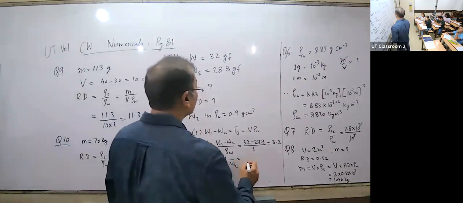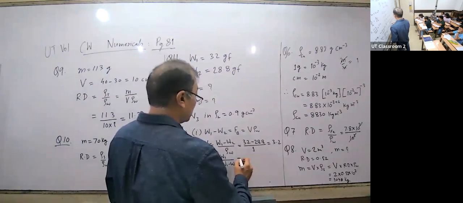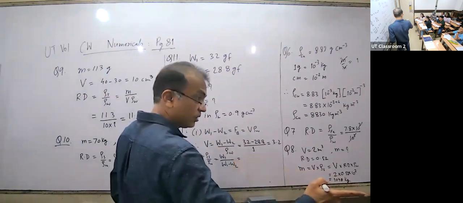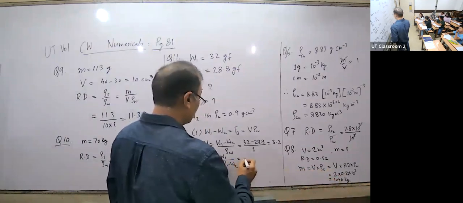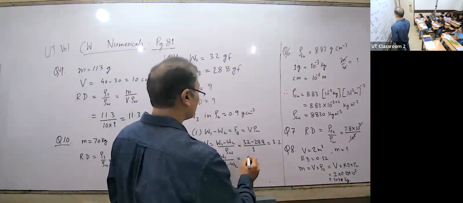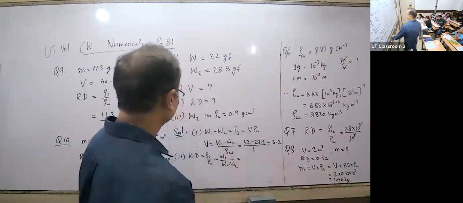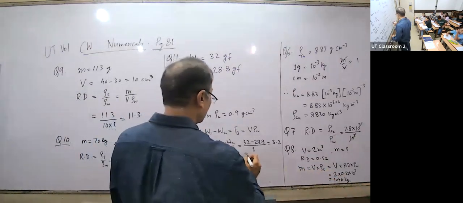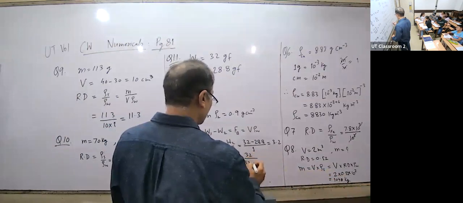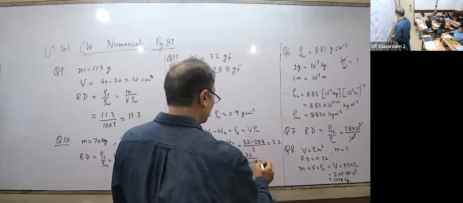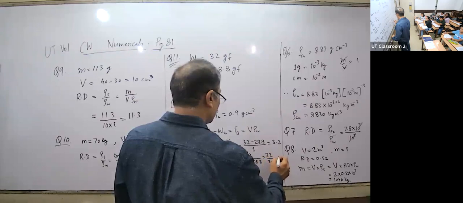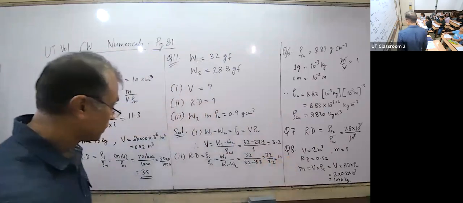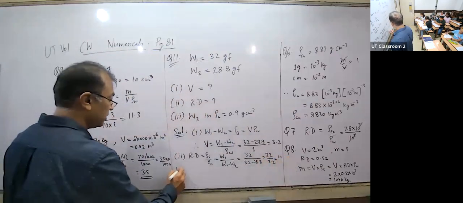How much does that come to? 32. No, only the formula. 32 divided by 32 minus 28.8, which is 32 divided by 3.2. How much is that? 10. So the second is done. Next, 3.